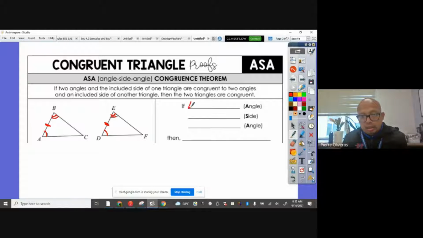So if angle A is congruent to angle D, side AB is congruent to side DE, and angle B is congruent to angle E, then we can say the two triangles are congruent. So we can say triangle ABC is congruent to triangle DEF. Okay, and that's how you identify if the two triangles are congruent using ASA.